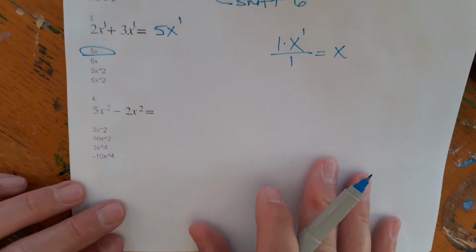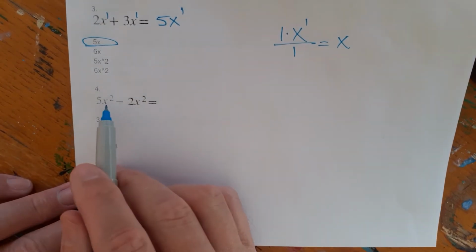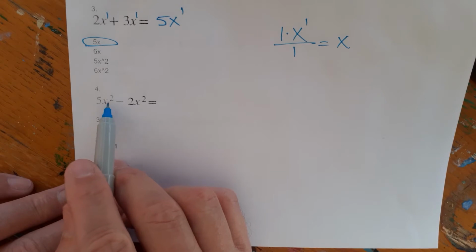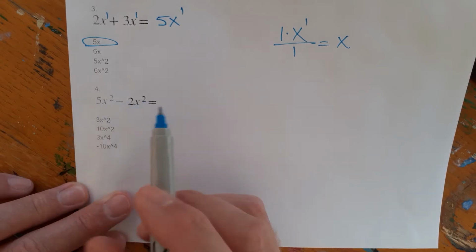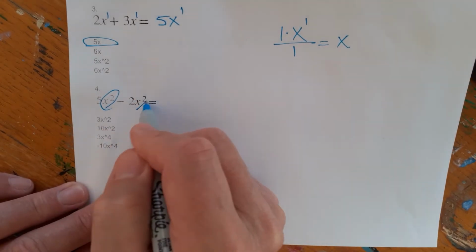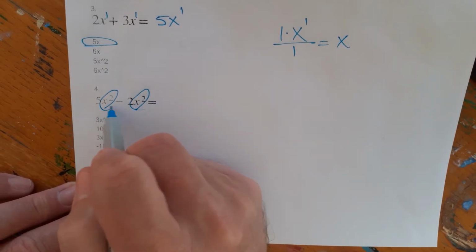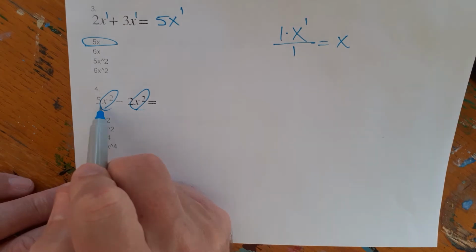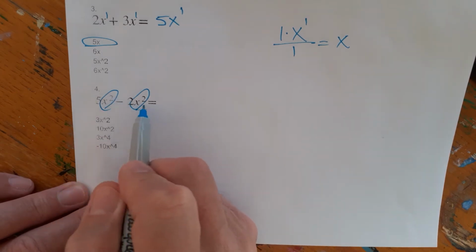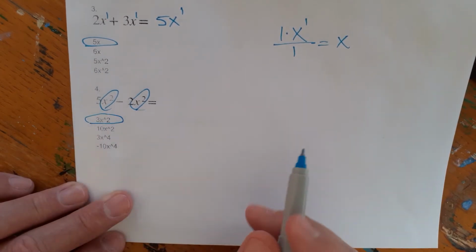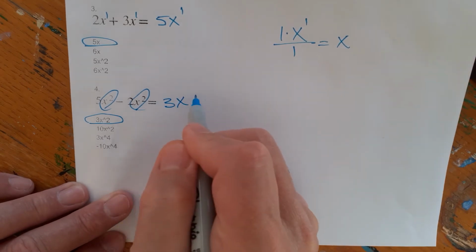Let's go to the next. It'll get a little bit more complicated here. Here we have 5x squared minus 2x squared. These two things are the same variable and the same power, so these are like terms. These can be combined. If we're going to have 5 x squareds minus 2 x squareds, we're left with just 3x squared.